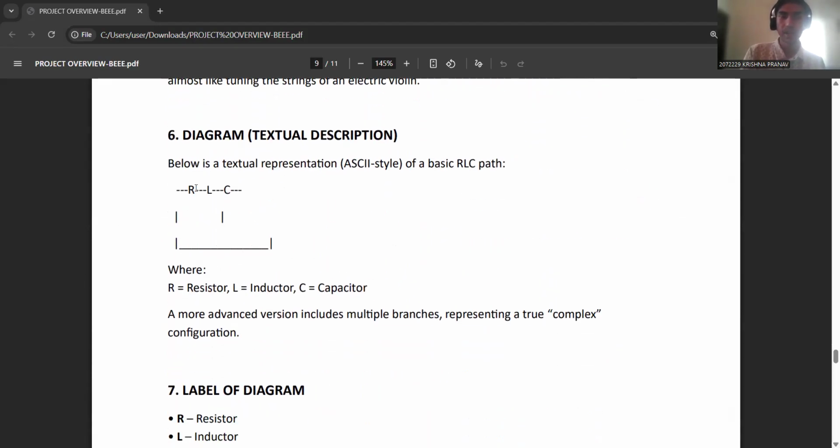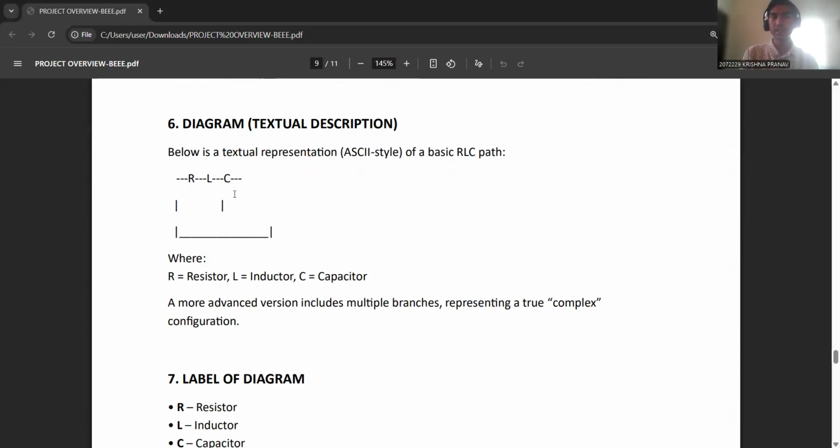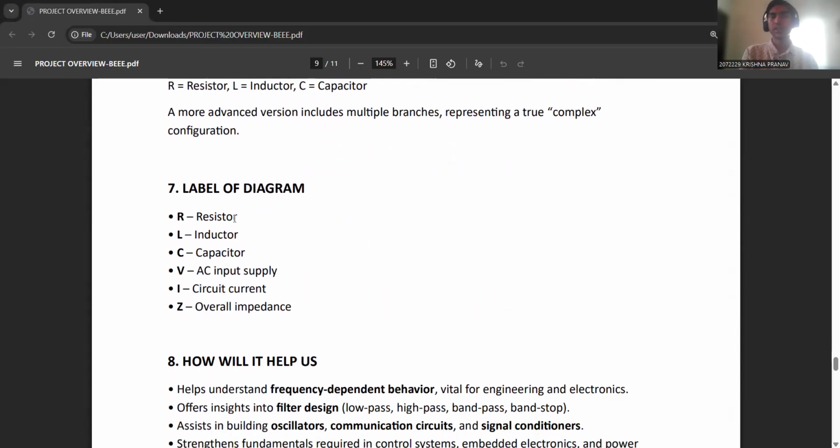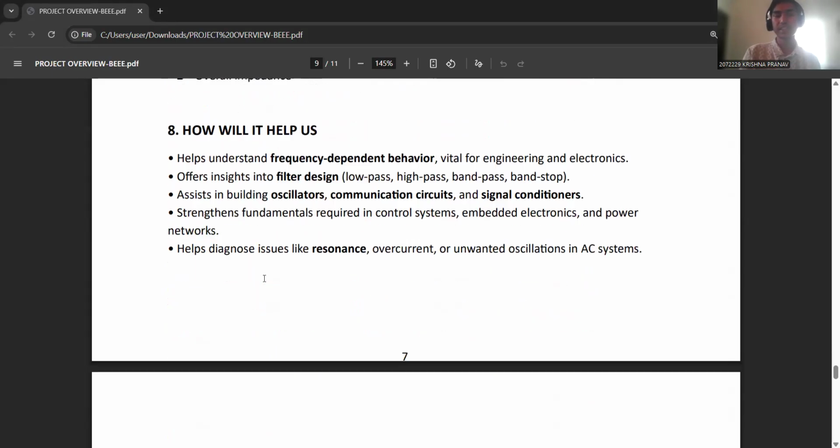In this diagram, R is resistor, L is inductor, and C is capacitor. V is an AC input supply, I is circuit current, and Z is overall impedance. How will it help us? It helps understanding frequency dependent behavior, vital for engineering and electronics.